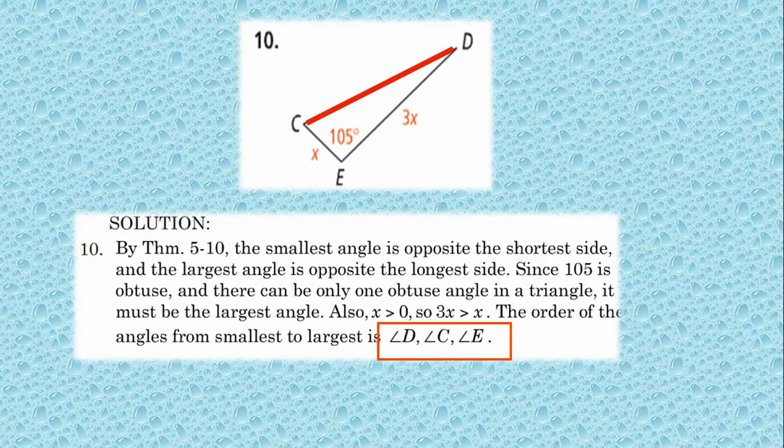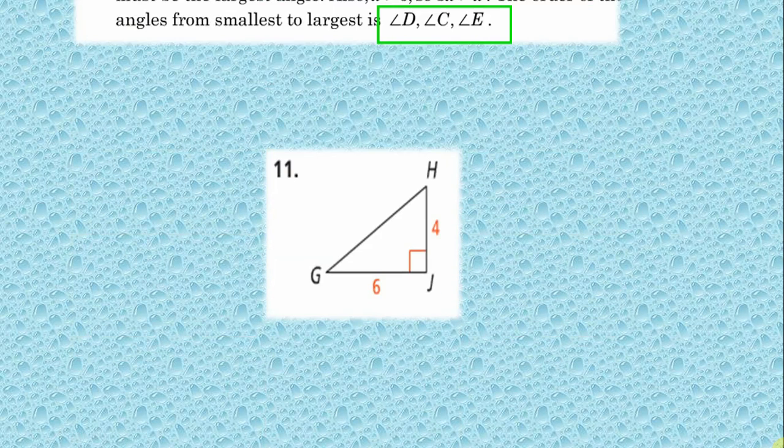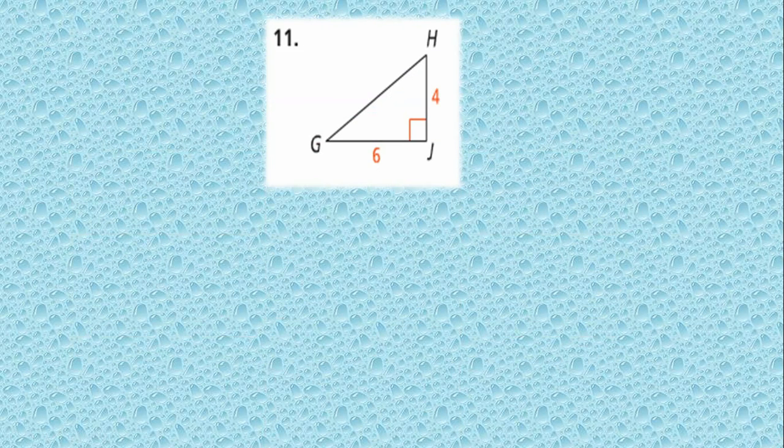Now, we have a right angle, then the opposite side of the right angle is the longest one, then it is the last one in the order. Angle J is the last angle. Now, what's the order of the other two angles? Side 4, opposite angle G. Yes, 4 is smaller than 6 and G is smaller than H. Yes, the order is G, H, and J.